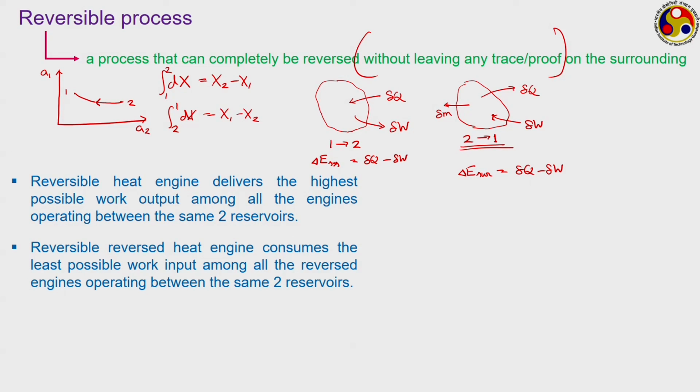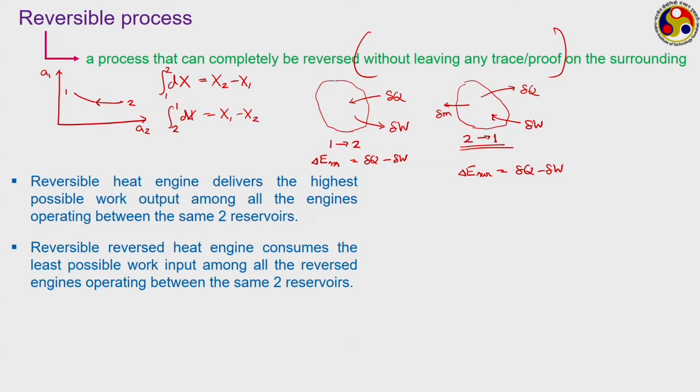Similarly, when you are talking about an energy absorbing device like a compressor or a pump, or a reversed heat engine, if we are working on a reversible process, then it will consume the least possible work input among all the reversed engines operating between again the same two reservoirs.